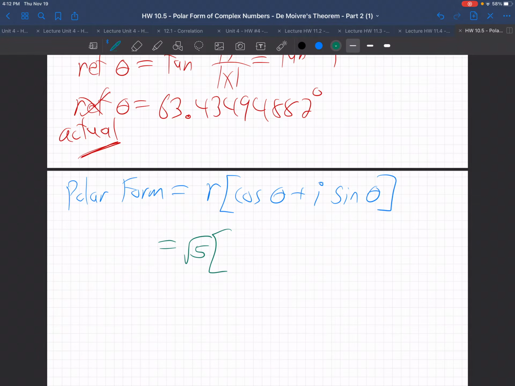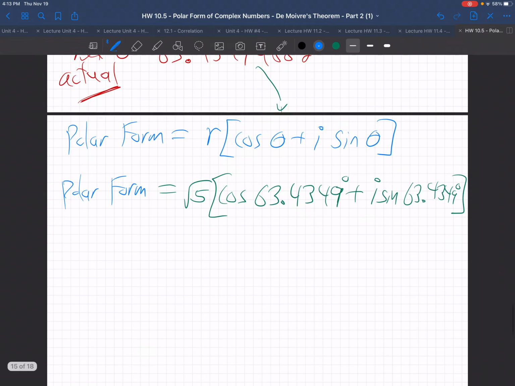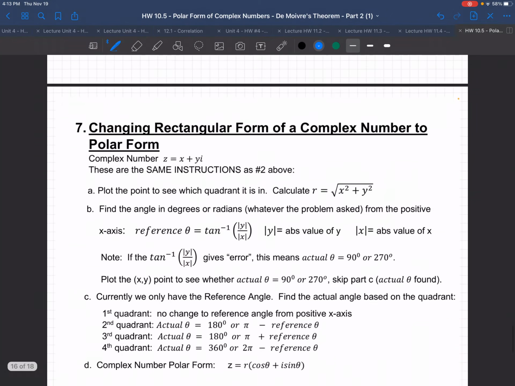And then we're going to go cosine of that angle. I'm just going to call it 63.4349 degrees. Maybe I can't fit in all the digits. Plus i sine of the same thing, 63.4349 degrees. Okay, so that's the polar form. We haven't done any rooting yet. That's the polar form of the number. That's all we've done is this.